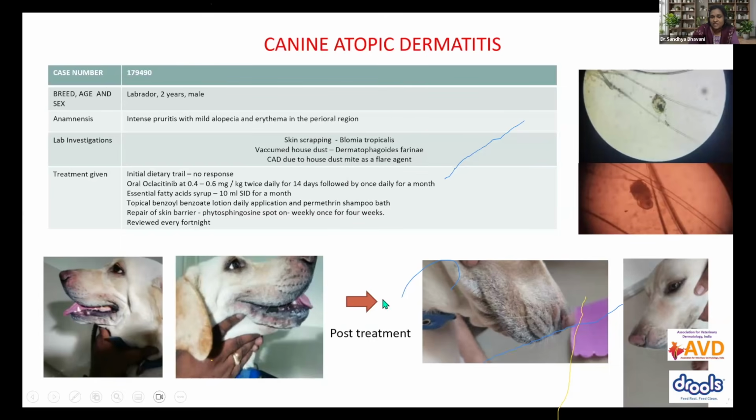So you can see the reduction in the signs post-treatment. But it has been on cyclosporin for about the past two years. It is on the cyclosporin.